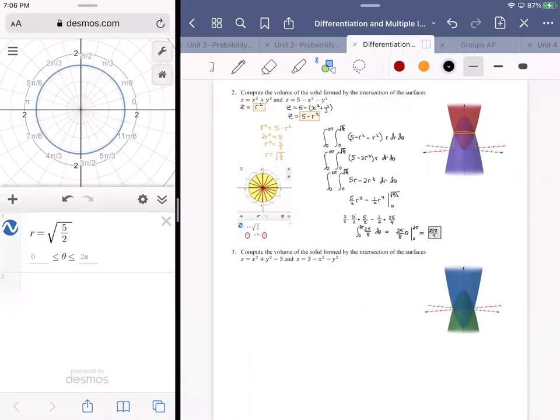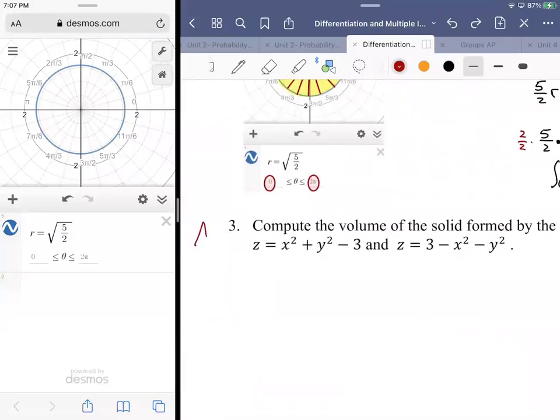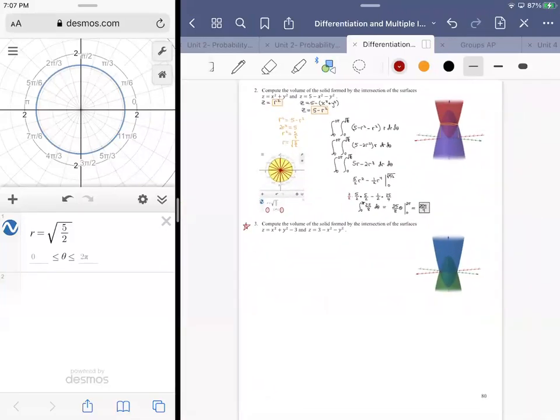So the next one has a similar look and feel. So what I'll do is I'll just throw a star on that one, so you can practice that on your own. Poor quality star. Try that again. There we go. A little bit better.